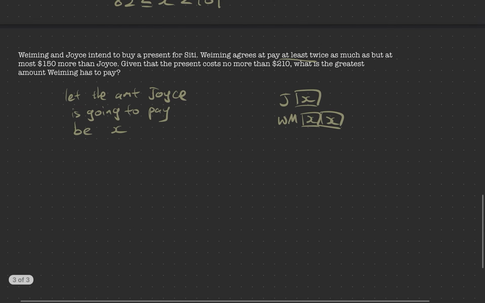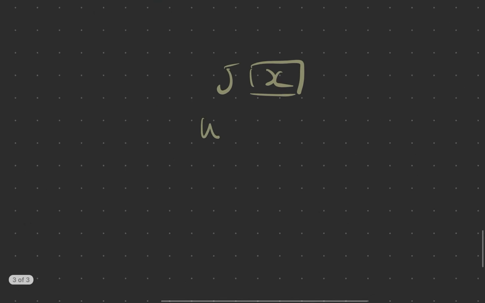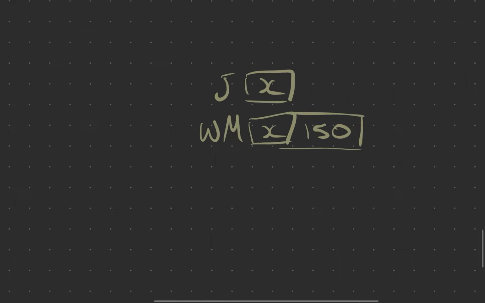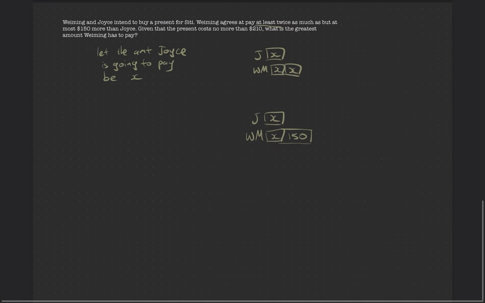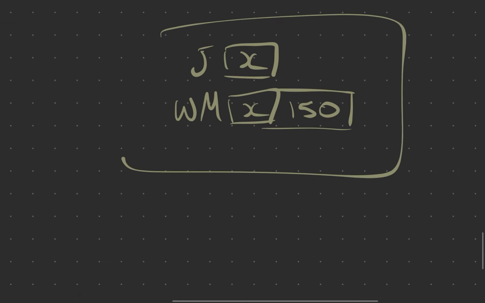I'm just gonna draw it out so there's a greater understanding here. But at most 150 more than Joyce. That means when Joyce pays x dollars, Wei Ming will also pay x dollars, but $150 more than Joyce. That's the most that Wei Ming has to pay. So we know that the present costs no more than $210. So we need to find out how much Wei Ming has to pay. So this is the greatest amount they have to pay.